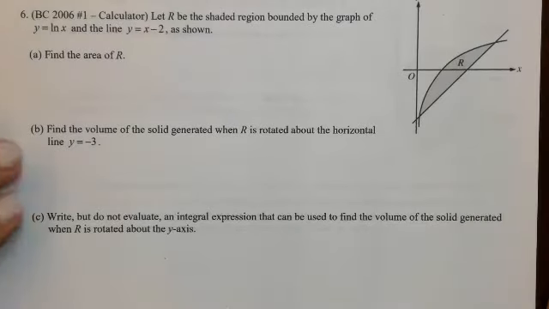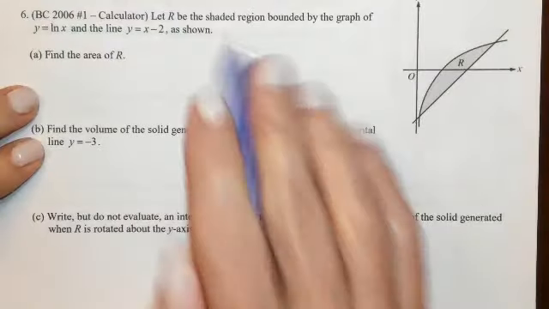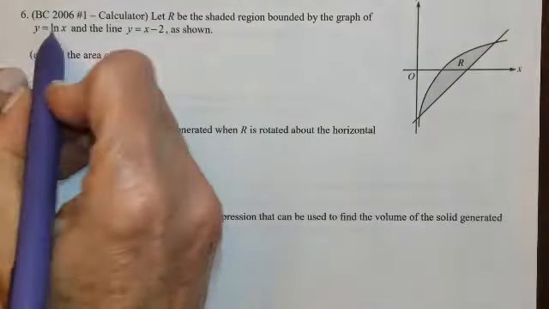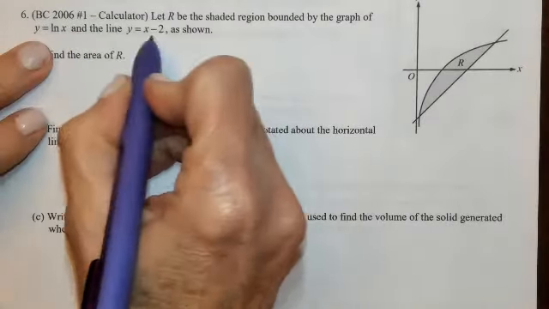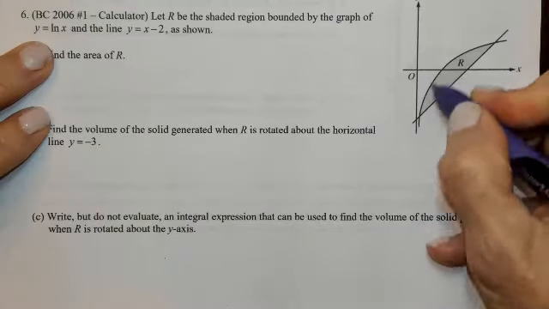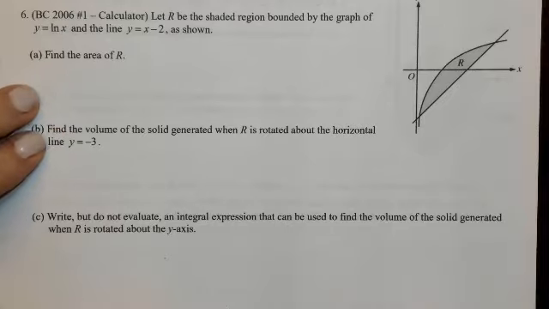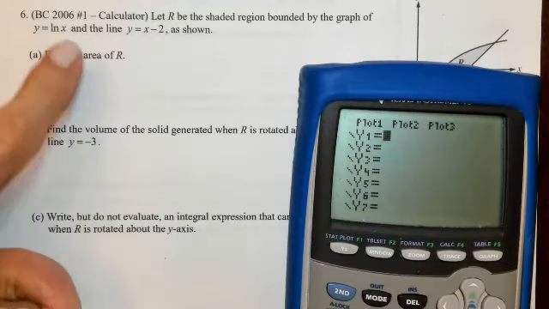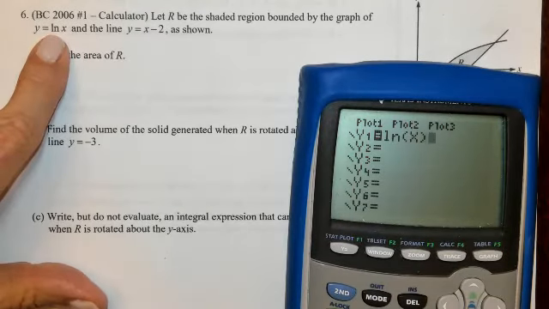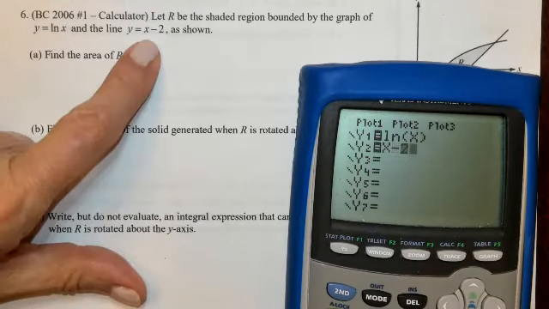Okay. So we have this, let's see, let R be the shaded region bounded by the graph of natural log x and x minus 2. Well, now I know which one is this. The curvy one is the natural log of x, and the line is the line. So in our calculator, I'm going to go ahead and put those in. So in for y1, I'm going to clear this out. And in for y1, there we go. In for y1, I'm putting natural log x. In for y2, I'm putting x minus 2. Okay.